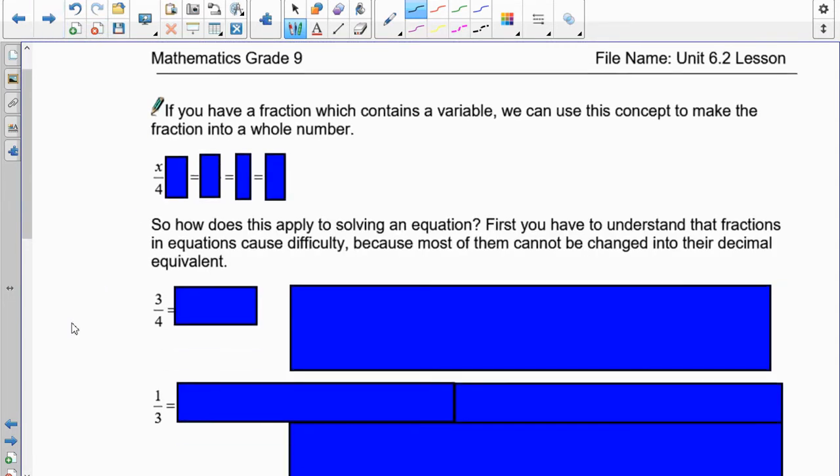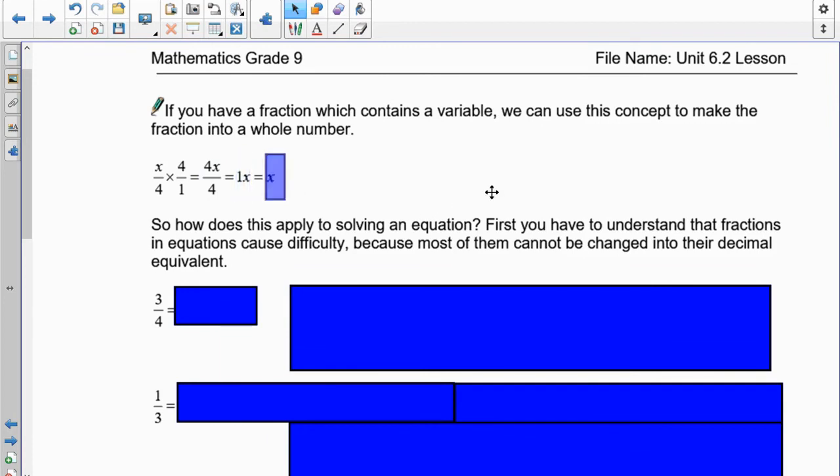Okay, so if you have a fraction which contains a variable, we can use the concept of reciprocals to make this fraction turn into a whole number. So for example, remember, if I've got x over 4 and I want the 4 to go away, I can multiply by its reciprocal, by 4 over 1. Right? Now 4 times x and 4 times 1 gives me 4x over 4. 4 divided by 4 gives me 1, and that leaves me with just an x. So if I multiply by the reciprocal, this fraction here disappears.